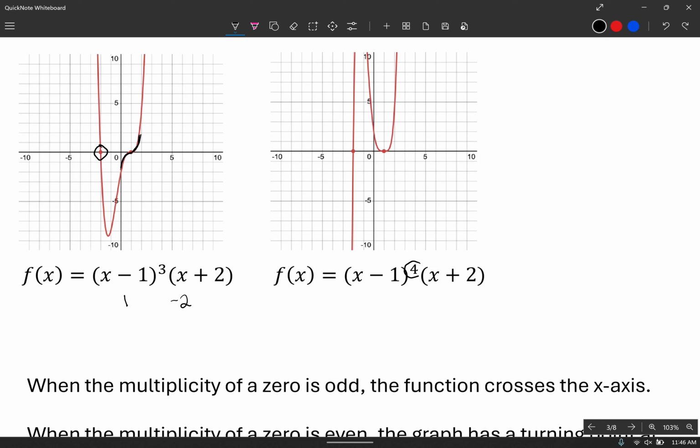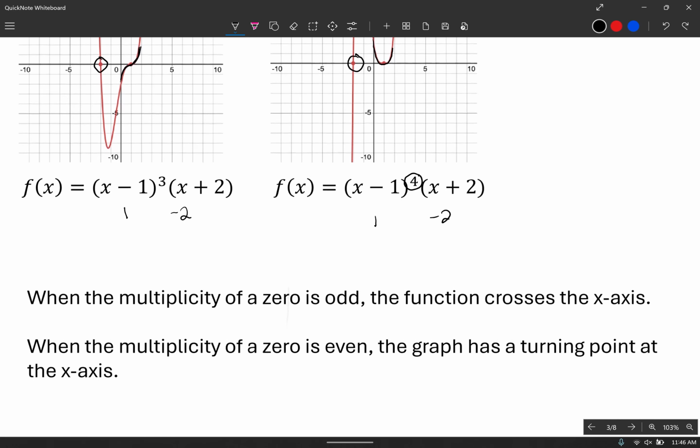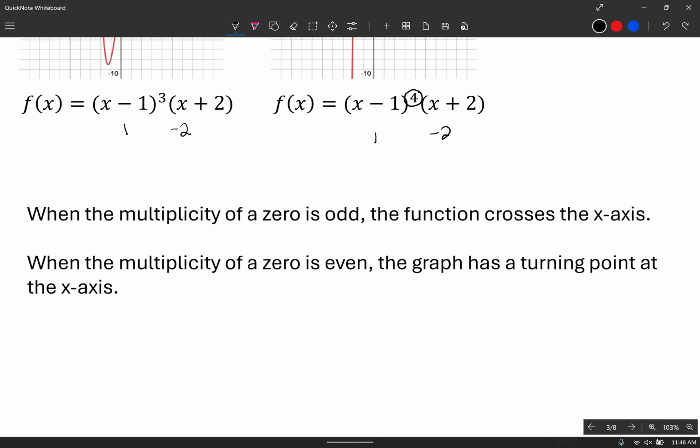All right, when there is a multiplicity of 4 on my factor of x minus 1, again, it's a turning point. It's just a little flatter. It lingers a little longer before it comes back up, still just crossing at -2. So if you've made the connection, when the multiplicity of a zero is odd, it's just going to cross the x-axis. So if you have 1, 3, 5, 7 of those factors, then it's just going to cross the x-axis. When the multiplicity is even, 2, 4, 6, 8, 10, the graph has a turning point at the x-axis.